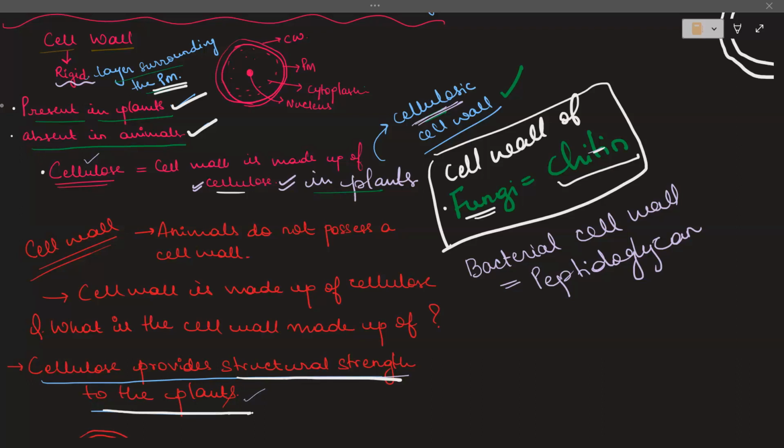Ma'am, I have a question. Yes. Ma'am, is cell wall present in humans? No, it's not. We also come under animals only. So whenever I say animals, you can include cow, buffalo, lion, tiger, and us also in it. Okay.